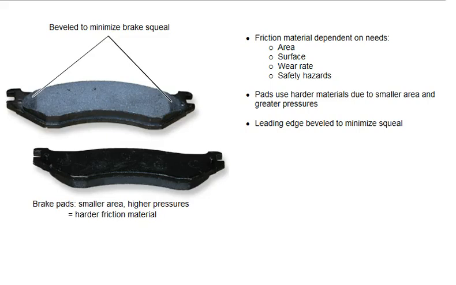Different types of friction or lining materials are used for brake pads and shoes. The choice of material depends on factors such as friction area, surface finish, wear rate, and safety hazards. The friction material chosen for brake pads is generally harder than for shoes because the surface is smaller and a higher pressure is used. The edges of the pads and shoes are often beveled on the leading edges to minimize brake squeal.